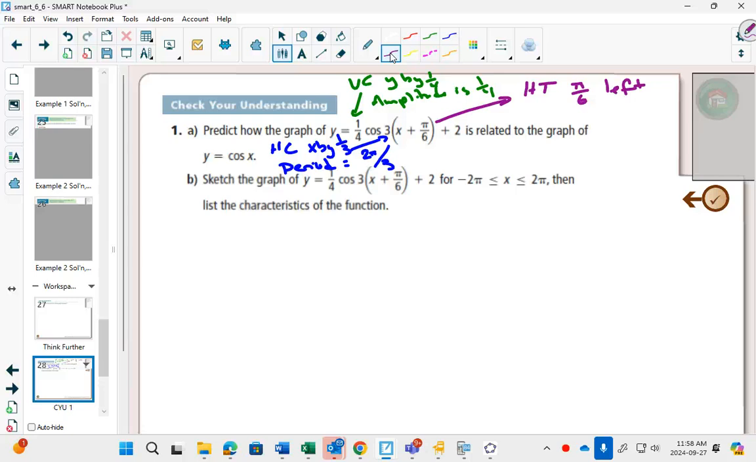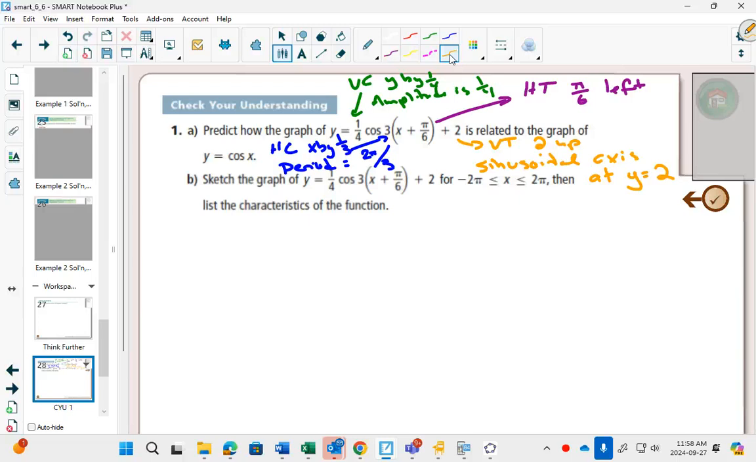Horizontal translation, pi over 6 to the left. And then lastly, one more color here. We could still call this a vertical translation up 2, but now we know that it's also our center line or sinusoidal axis at y equals 2.